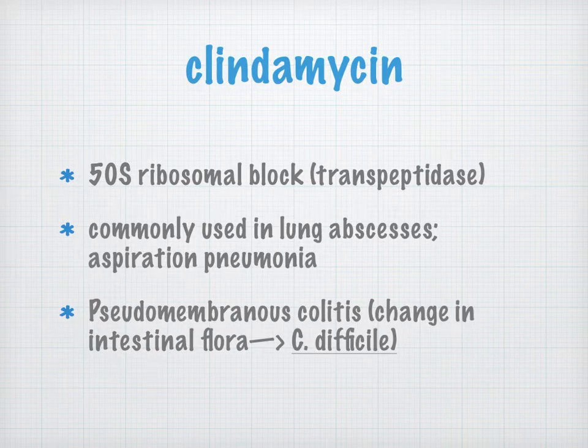Clindamycin is another 50S ribosomal blocker, and it blocks the 50S ribosome by blocking the transpeptidase. It's commonly used in lung abscesses and aspiration pneumonia. It can most famously cause pseudomembranous colitis because it changes the intestinal flora to a point where Clostridium difficile overgrows.